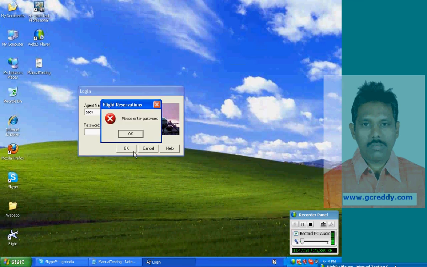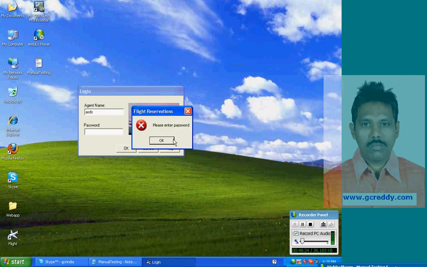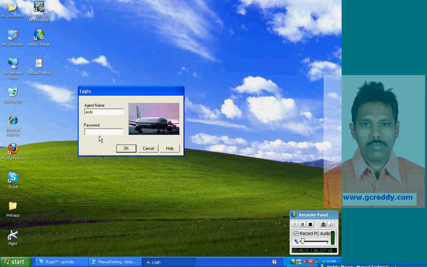Click OK. It is showing please enter password. Why? I entered agent name. Here there are only two fields, agent name and password. I entered the agent name, and the password field is blank. I clicked on this OK button. Immediately it is showing please enter password. It is a meaningful error message. Suppose it showed enter agent name, the end user would be confused.